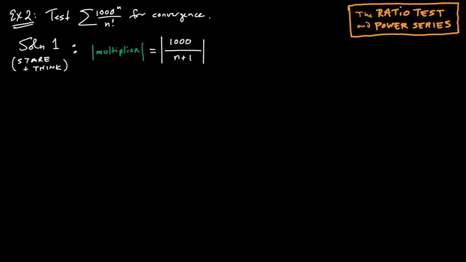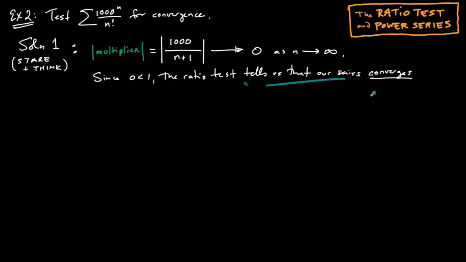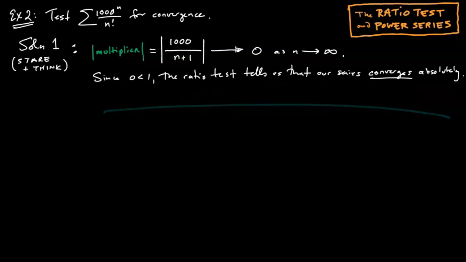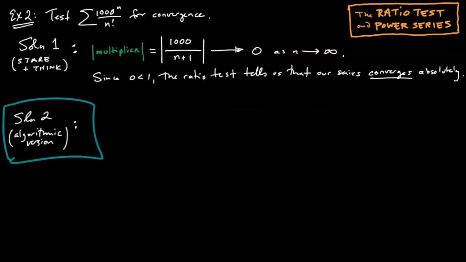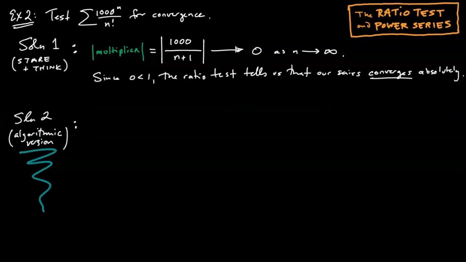Now all we have to do is take the limit as n goes to infinity. What happens as this goes to infinity? Well, the 1,000 just sits there, and the n plus 1, of course, blows up to infinity, which means the limit is 0. And since 0 is less than 1, the ratio test tells us that our series converges. Absolutely, in fact. And that's it. That's the complete solution. Now let's see a second solution where we just proceed algorithmically.